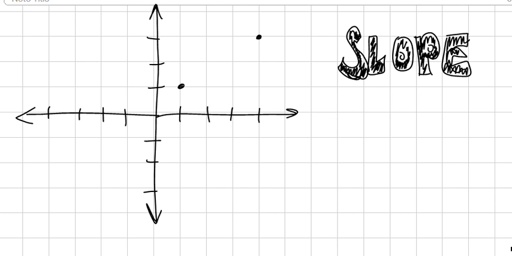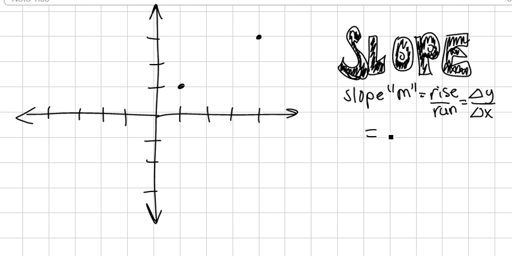Today I'm going to talk to you about slope. Slope is usually represented by the letter m in an equation. Slope is equal to rise over run, which is equal to the change of your y values over the change in x values.